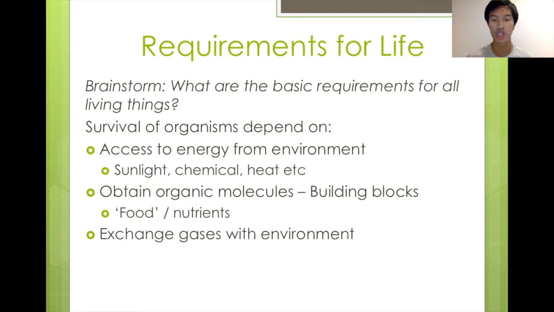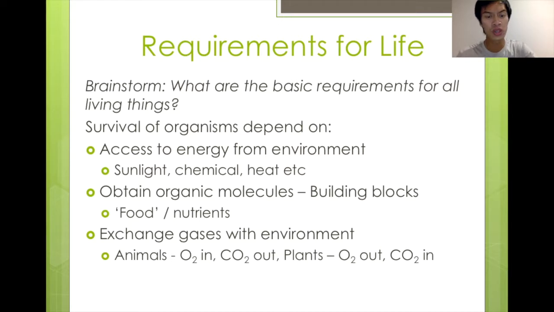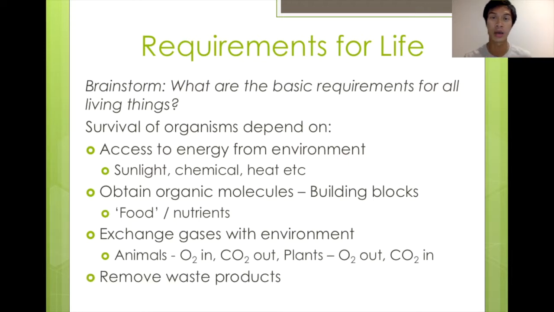Followed by exchanging gases with the environment. The gas plays a really important role, and you are going to find out why later on in this chapter. For animals, we need oxygen to go into our cells, and we need carbon dioxide to leave our cells. For plants, they also need oxygen into their cells, but the net result is that they produce more oxygen out of the cell than in, and they need carbon dioxide in order to photosynthesize. And the last one is we need to be able to remove waste products. Those are the basic requirements that all organisms need in order to survive.